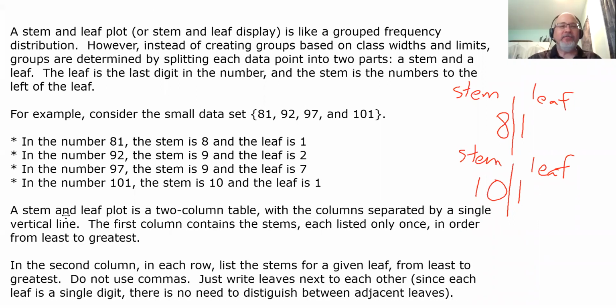A stem and leaf plot is a two-column table with the columns separated by a single vertical line. The first column contains the stems, each listed only once in order from least to greatest. In the second column, in each row, list the leaves for a given stem from least to greatest. Do not use commas. Just write leaves next to each other. Since each leaf is a single digit, there's no need to distinguish between adjacent leaves.